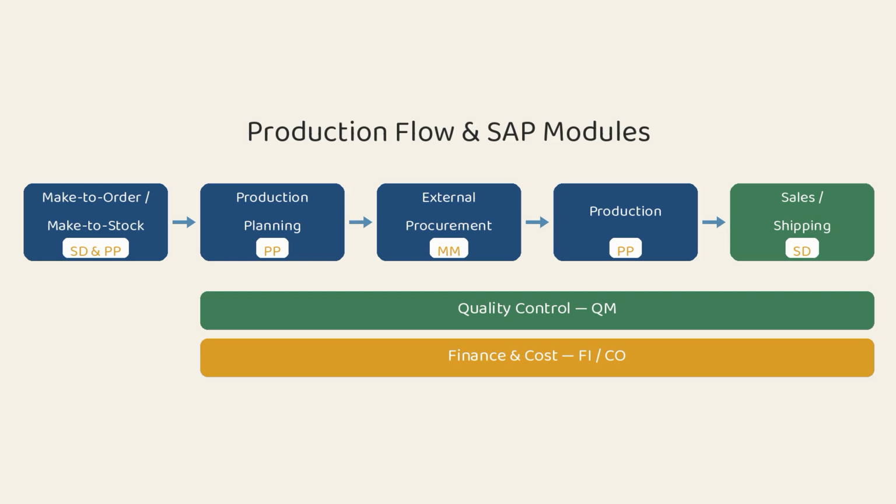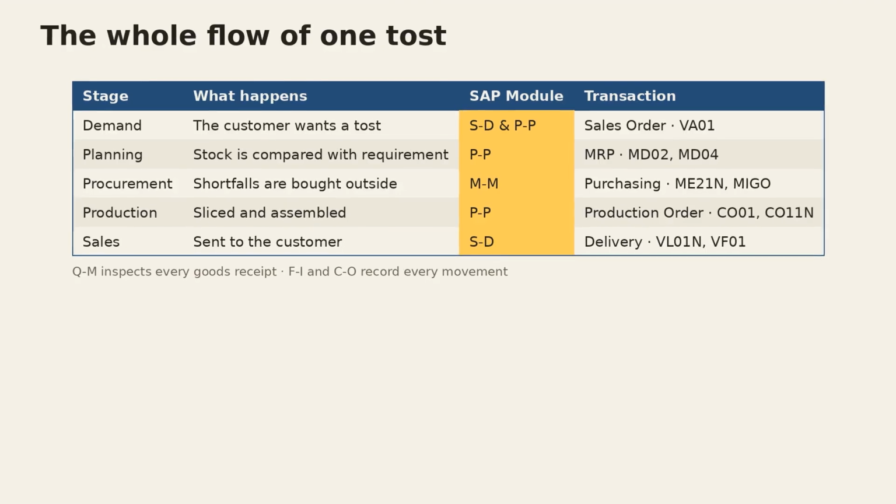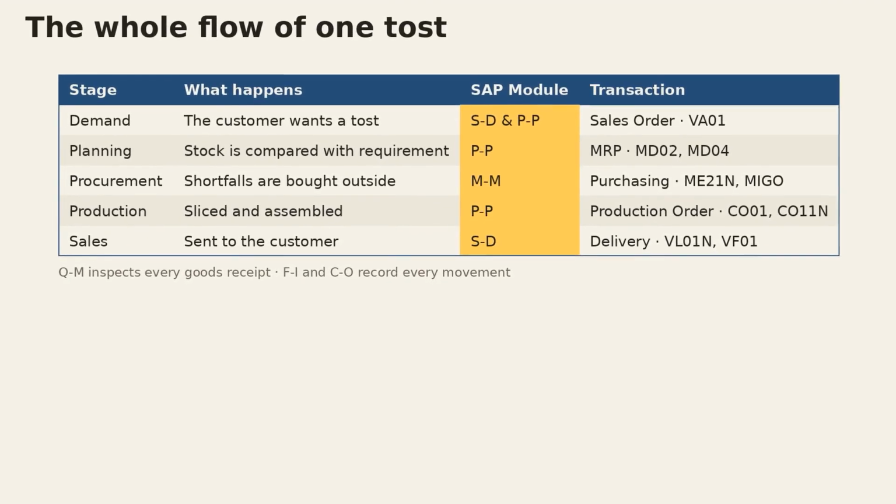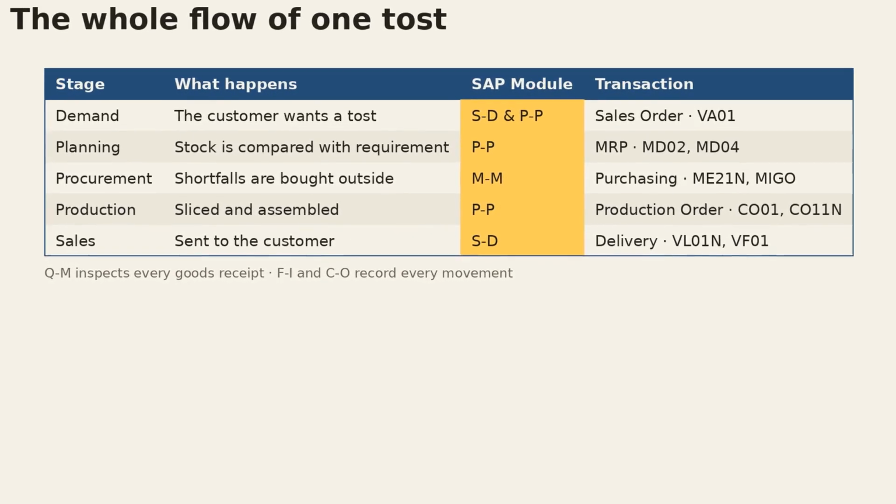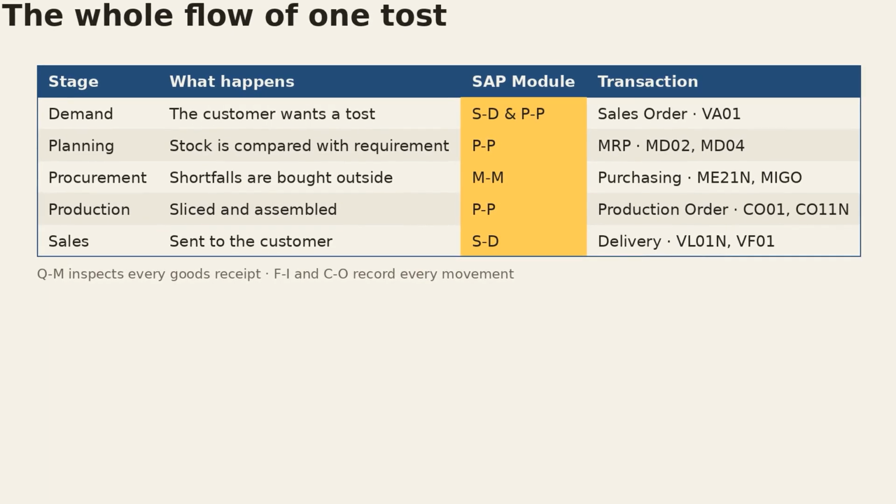The circle is complete. A wish came in, a plan was made, materials were procured, production happened, quality was checked, cost was worked out, and the product reached the customer. That ordinary sentence at the start, "Make me a toast," has turned into this whole great flow. There is the whole story in a single table. Demand enters through SD and triggers PP. Planning in PP compares stock with requirement.